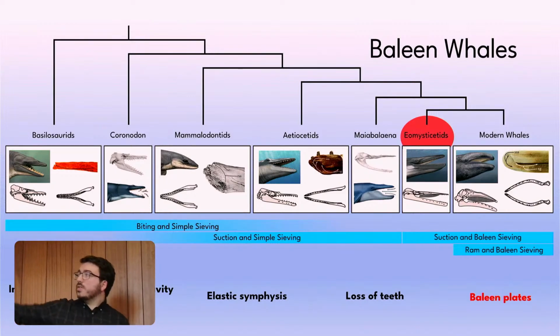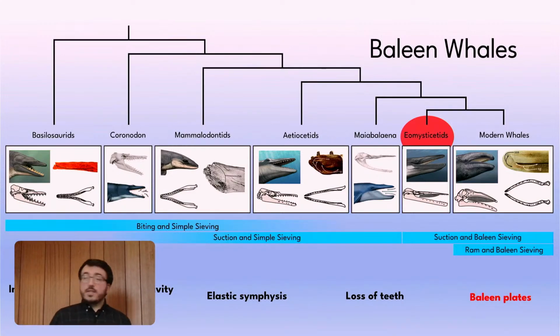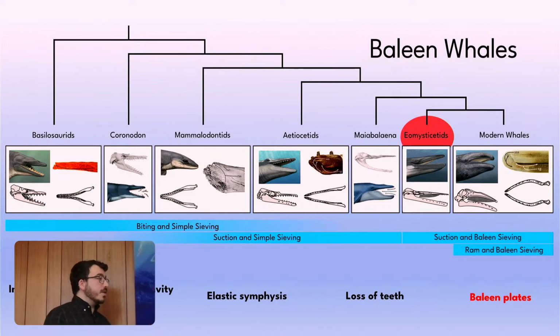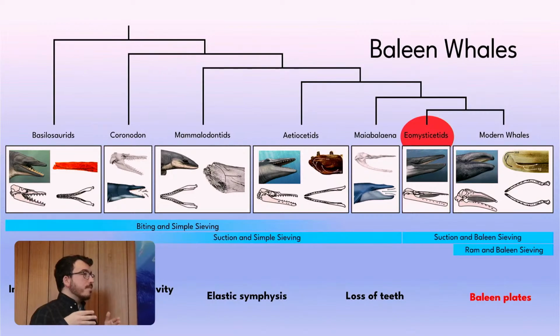And then we've got the modern whales here, which evolve later on in some of the groups a thing called ram feeding, which is essentially just passively moving forward with your mouth open and using that to sieve the prey out of the water. And that's in things like bowhead whales.